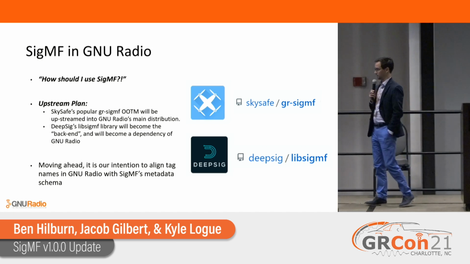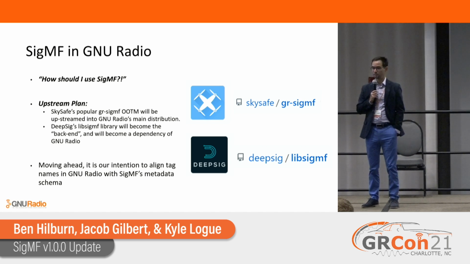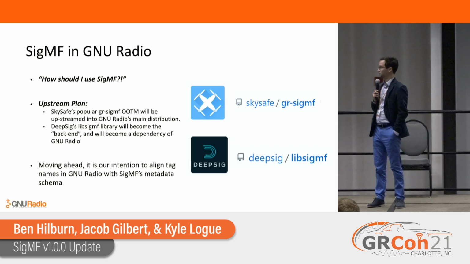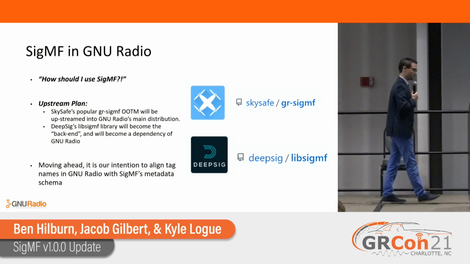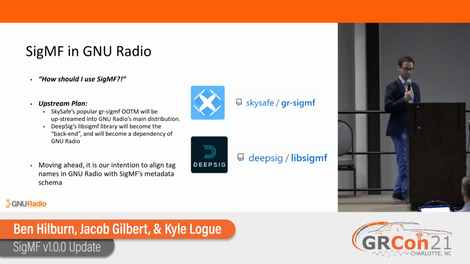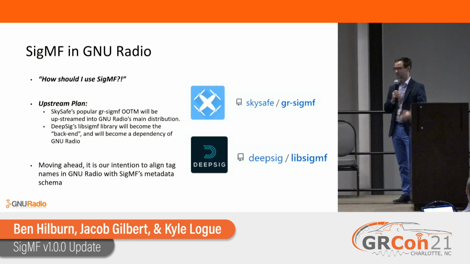Before that happens, it is going to migrate from its existing JSON parsing library to DeepSig's libSigMF. DeepSig has invested a lot in building it. It's not just JSON parsing, it obviously includes a JSON parser, but specific to SigMF for GNU Radio applications. So libSigMF will become a dependency within GNU Radio. GR SigMF will get upstreamed.